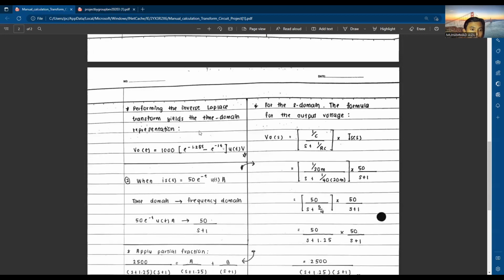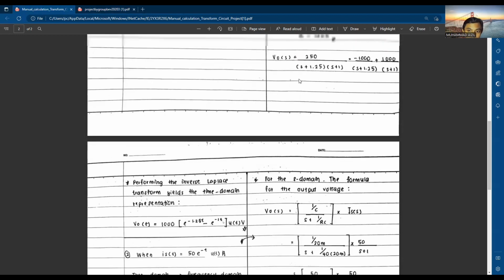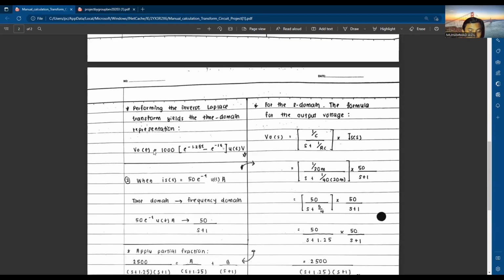And then last but not least, performing the inverse Laplace transform yields the time domain representation, where we change the value of frequency domain from here to time domain. So we get from the table V output in time domain equal to 1000 multiplied by e to the power of negative 1.25t, minus e to the negative t, u(t) volt.